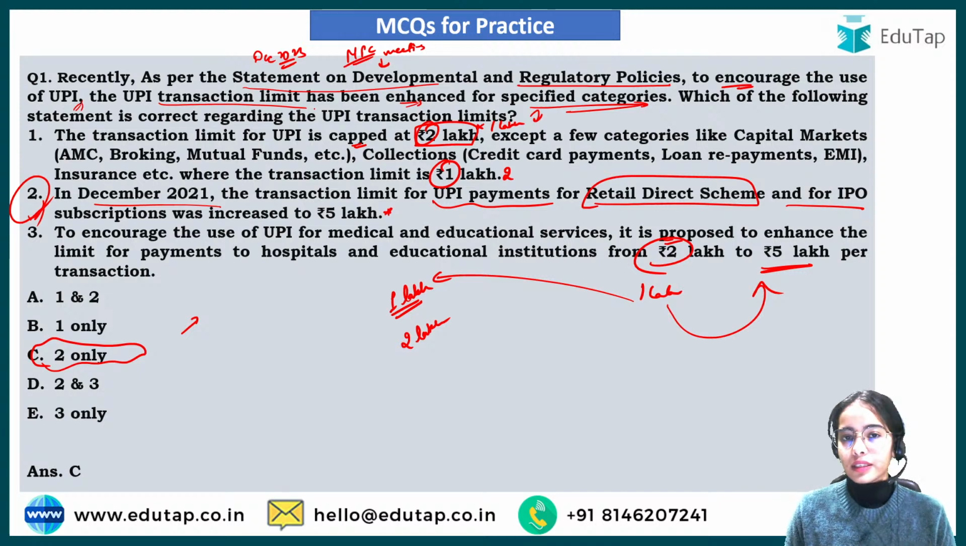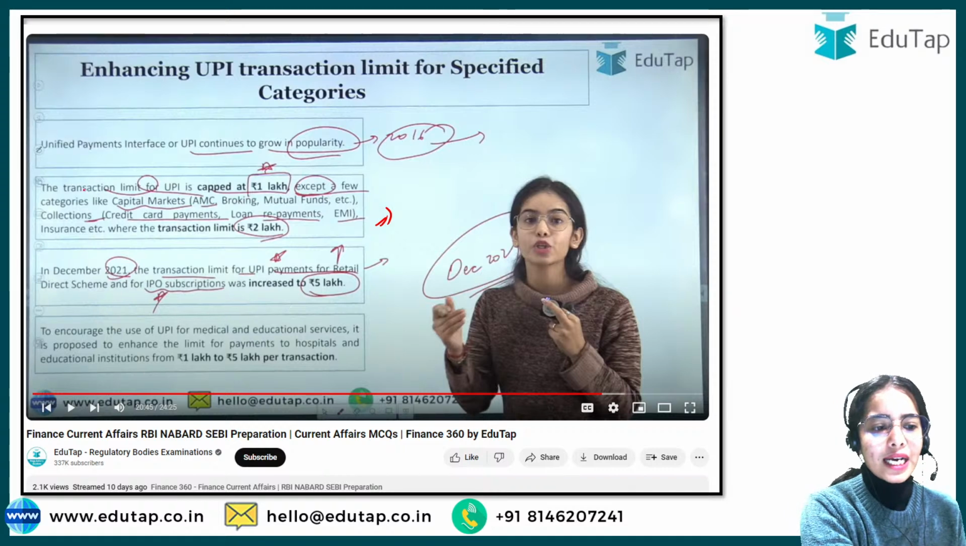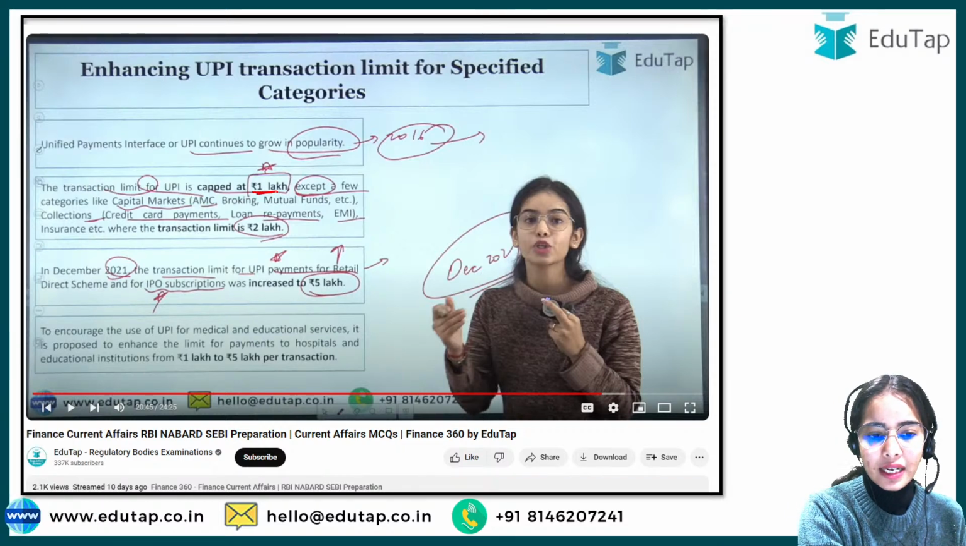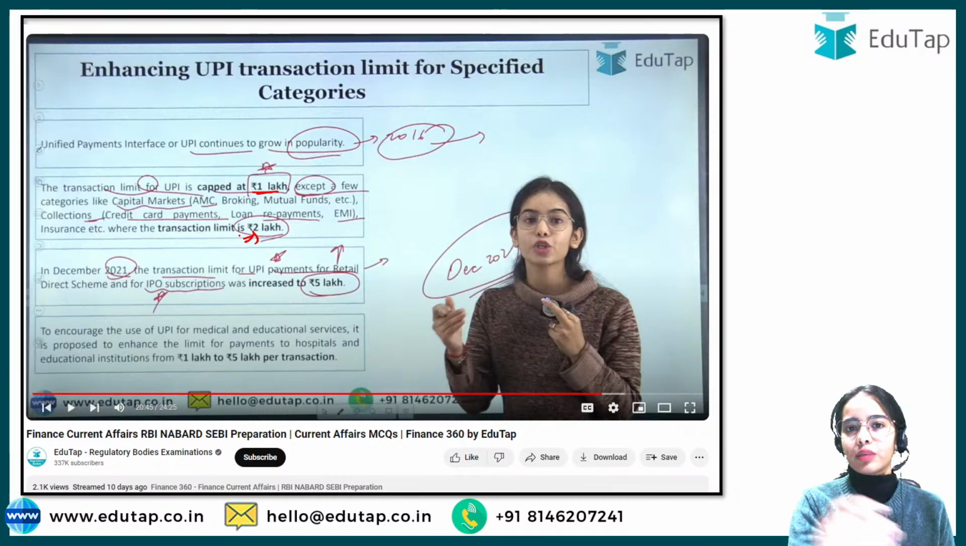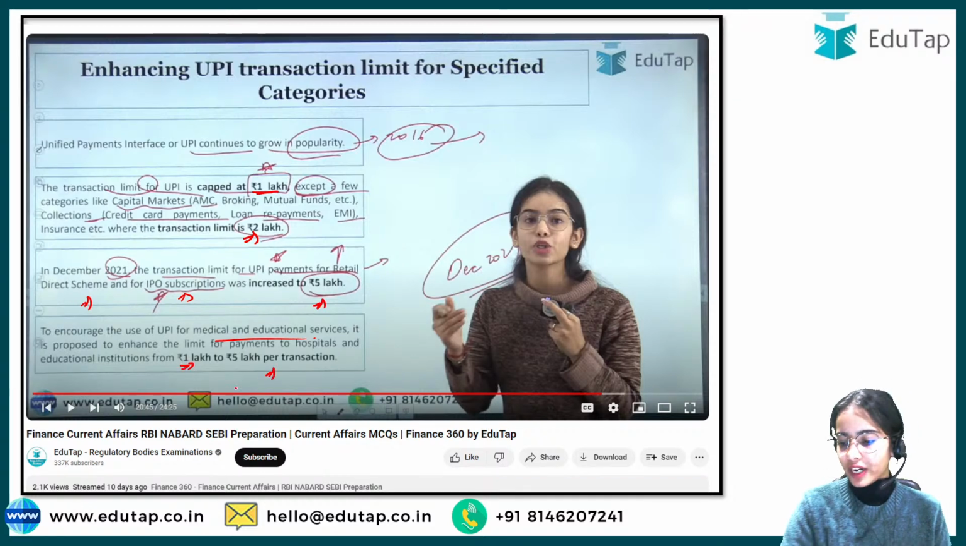So C is the right answer here, and as we have already discussed, the transaction limit of UPI is capped at 1 lakh, for particular payments the limit is 2 lakh, for IPO and the retail direct scheme the limit is 5 lakh, and for medical and educational services the limit has been increased from 1 lakh to 5 lakh. Okay, so this is the idea.